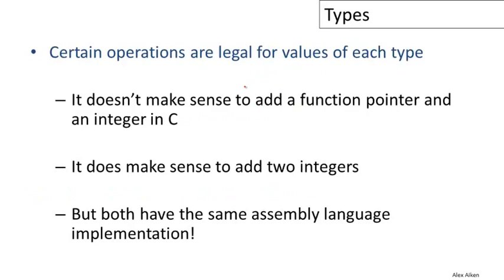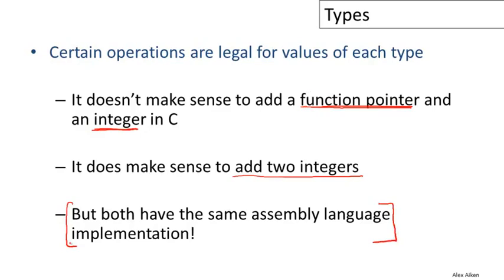To make this a little clearer, it's useful to think about certain operations that are legal for values of each type. For example, it would make perfect sense to add two integers. If I have two bit patterns that represent integers, then when I sum them up, I will get a bit pattern that represents the sum of those two integers. But on the other hand, if I take a function pointer and an integer and add them together, I really don't get anything. The function pointer is a bit pattern, the integer is a bit pattern. I can run those two bit patterns through an add, and I do get out a new set of bits, but there is no useful interpretation of that result. The resulting thing I get doesn't mean anything. But the problem is that both of these have the same assembly language implementation.